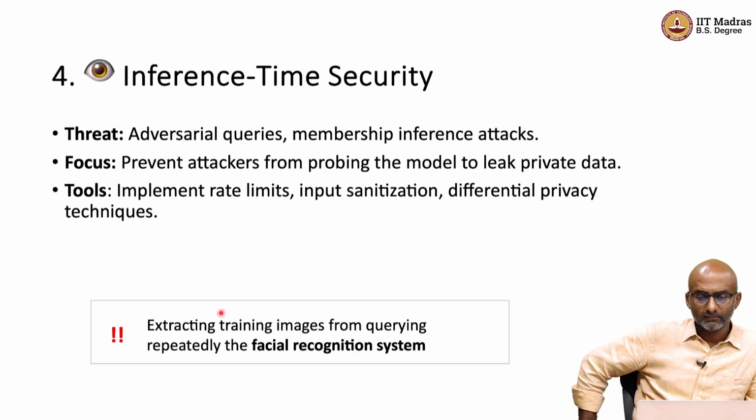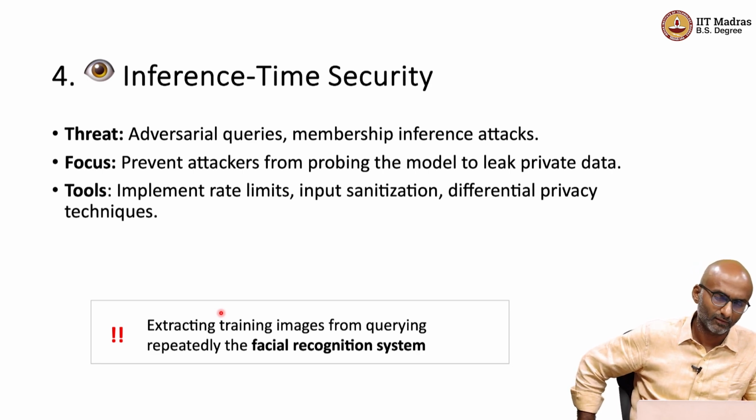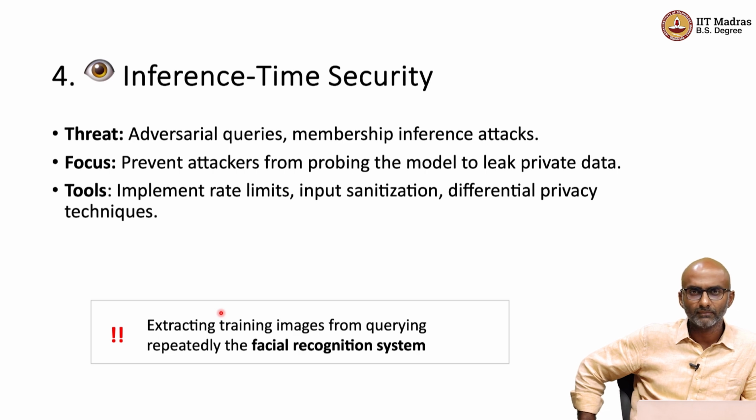Inference time security pertains to the threat that there could be adversarial queries coming in, and membership inference attacks, etc., also fall under the same purview. So here the focus should be on preventing attackers from even being able to probe the model and entice the model to leak the private data. So how do you prevent attackers? Obviously, if you can identify somebody as an attacker, you could just block them.